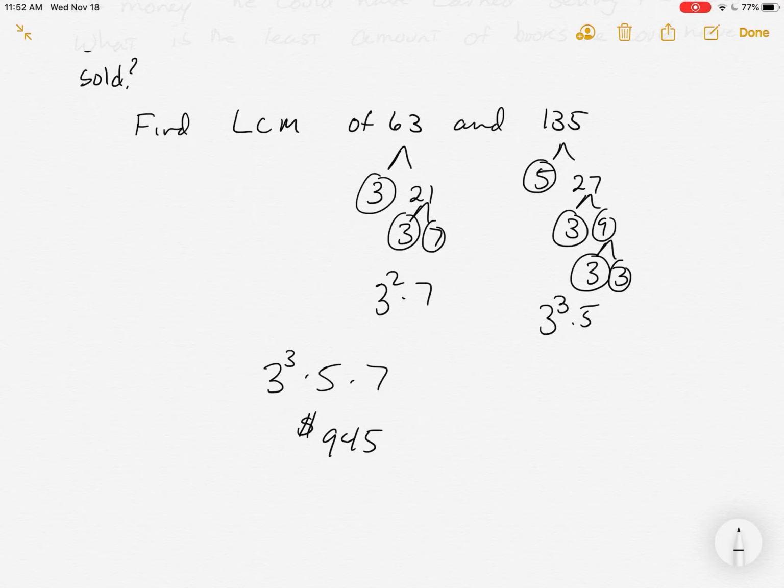What's the least number of books sold then? The least amount he could have brought in is 945 divided by the price that he was selling them at. And we're going to recognize that the least amount of books he could have sold and have this happen is 15.